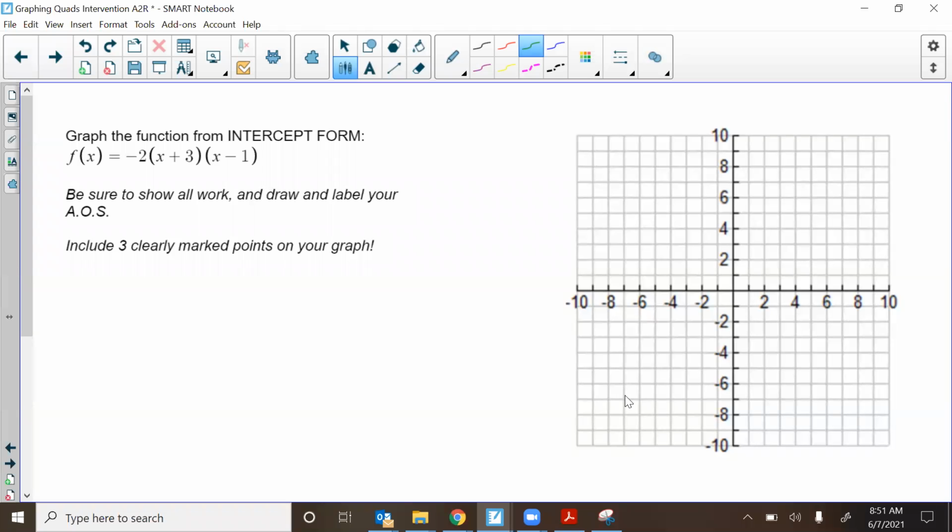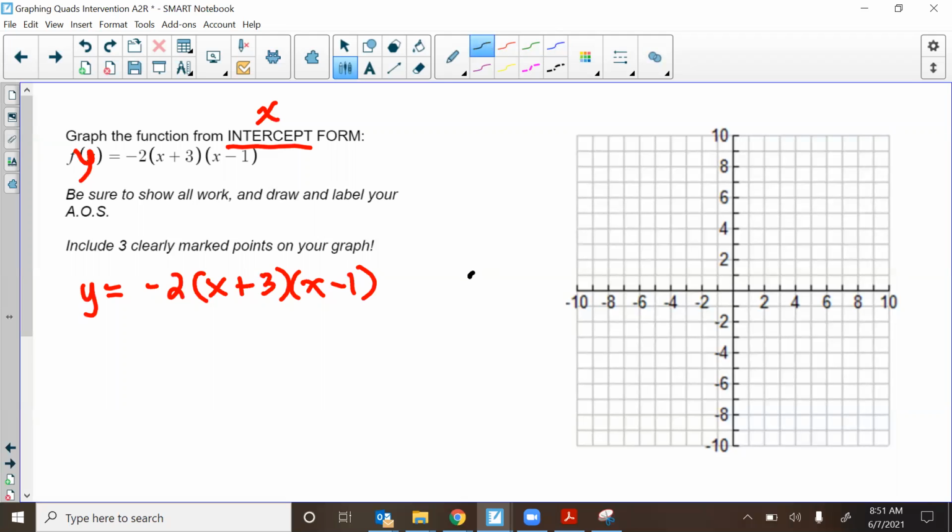Okay, so to graph a quadratic from intercept form, I'm going to look at the fact that this is going to give me the x-intercepts. So I'm just going to change this to a y. When I have this equation, I can find the x-intercepts really easily by putting in 0 for my y.